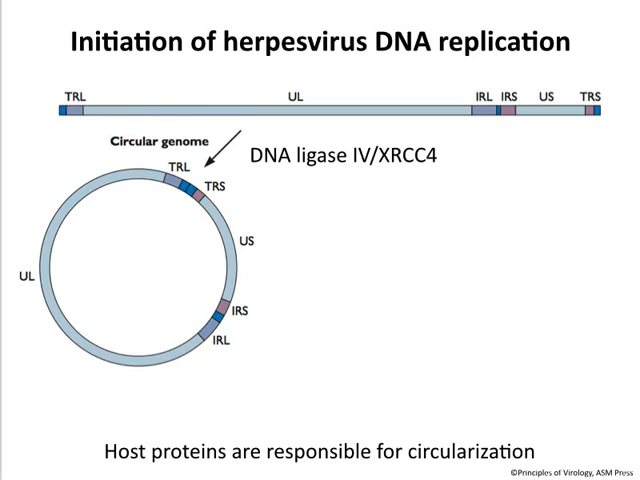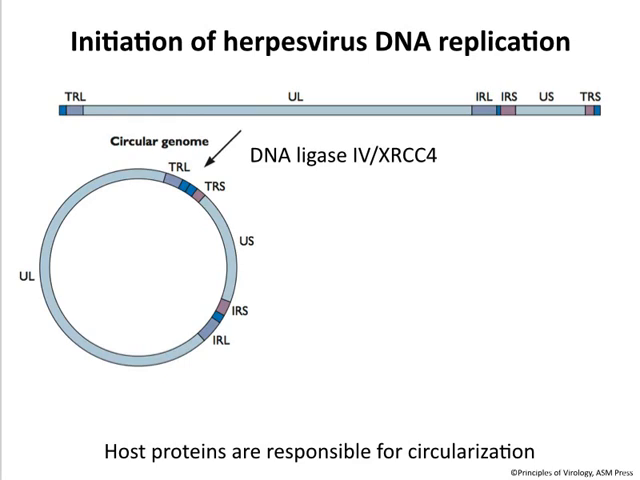Here's the herpes virus DNA. As it gets in the nucleus, it's circularized. The enzyme that does that is a cellular enzyme. It's a DNA ligase called XRCC4. And so this DNA just comes in, it's ligated, and then it will undergo rolling circle replication.